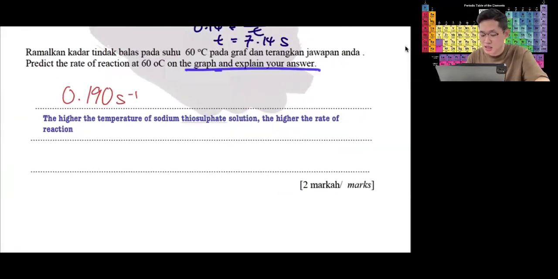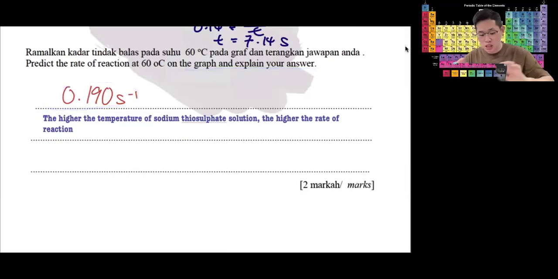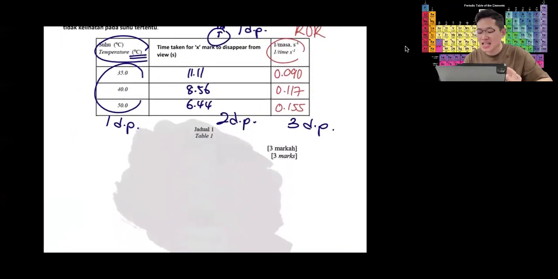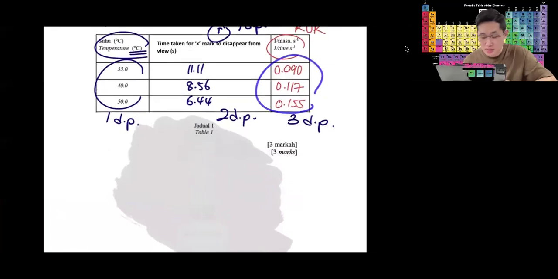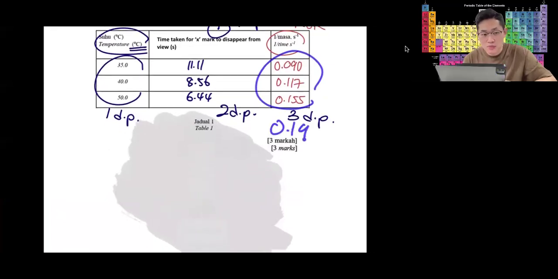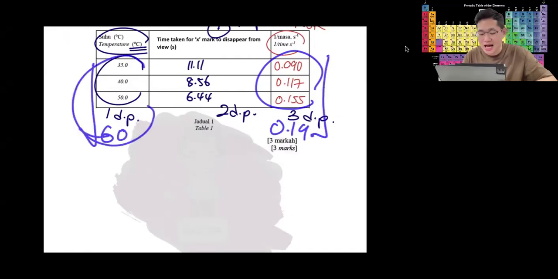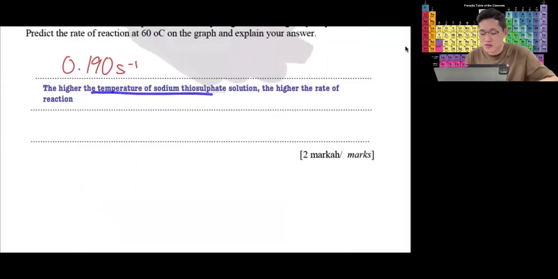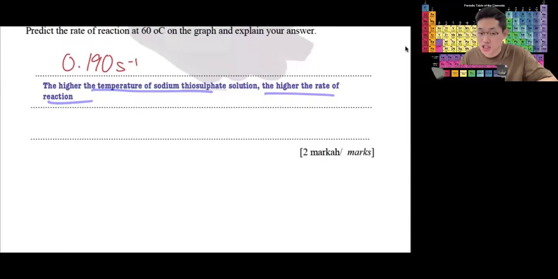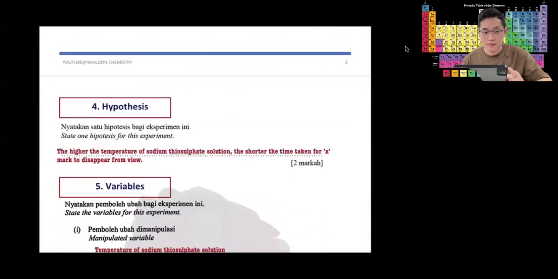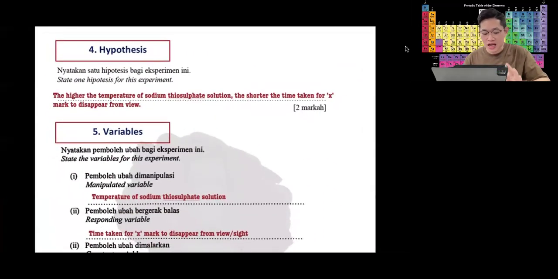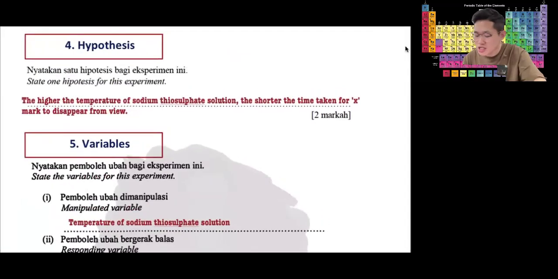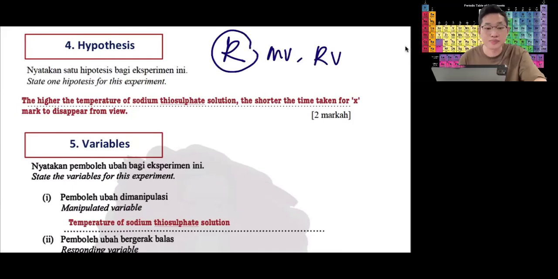Then they want me to explain, like, hey, why is it 0.19? You can see that 0.19 is actually the highest out of all these sets of experiments. So what I'm going to tell them is, because the temperature is higher, I get a higher rate of reaction. Okay, so the higher the temperature of sodium thiosulfate solution, the higher the rate of reaction. That's all. Hypothesis, guys.